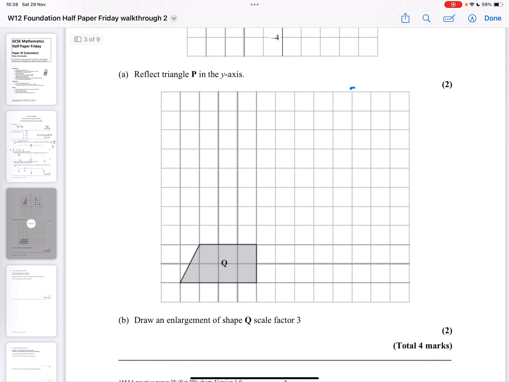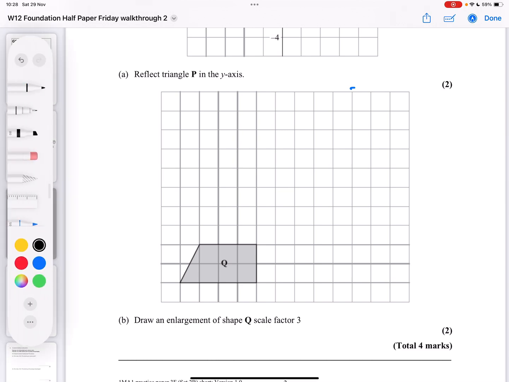Reflect triangle P in the... we've just done that. Draw an enlargement of shape Q, scale factor 3. So the word enlargement means change the size of, not necessarily meaning get bigger. But in this case, because it's a scale factor of positive 3, it will be increasing in size by 3. So I'm going to start my enlarged image at this same position as my original image, and I'm going to increase the length of the first side by 3. So that length of this side is 4, and 4 times by 3 is 12, which takes us over here.